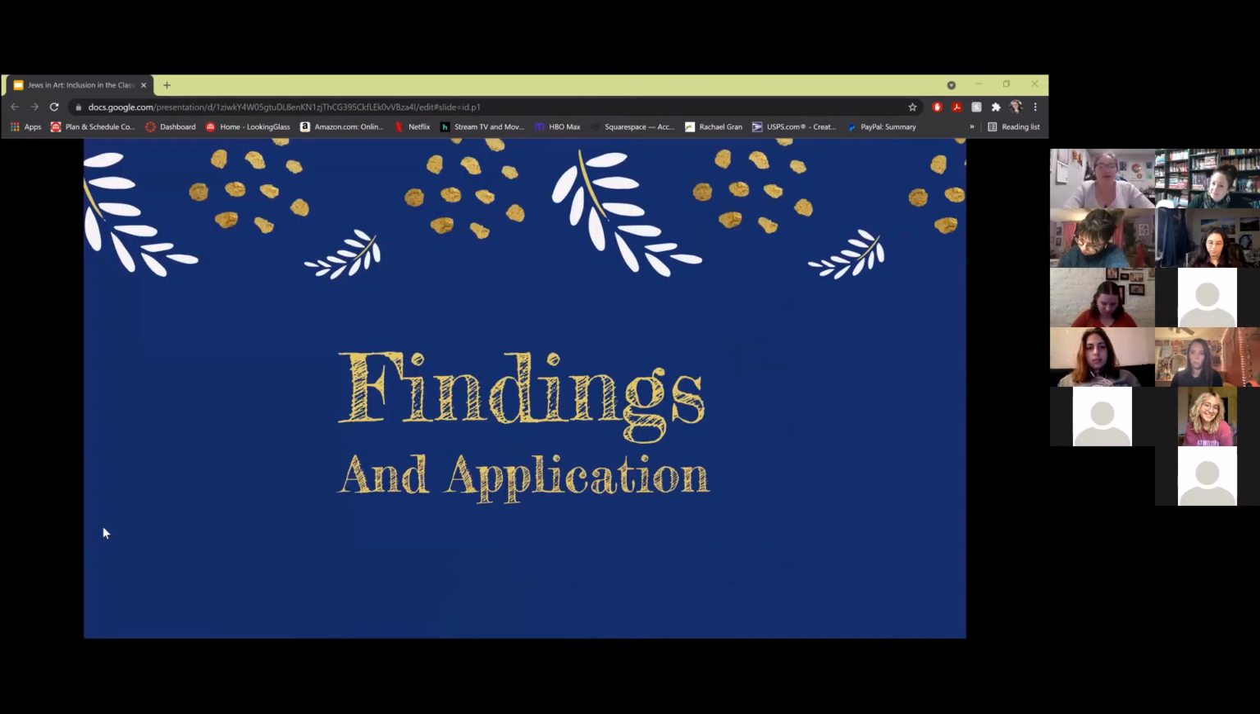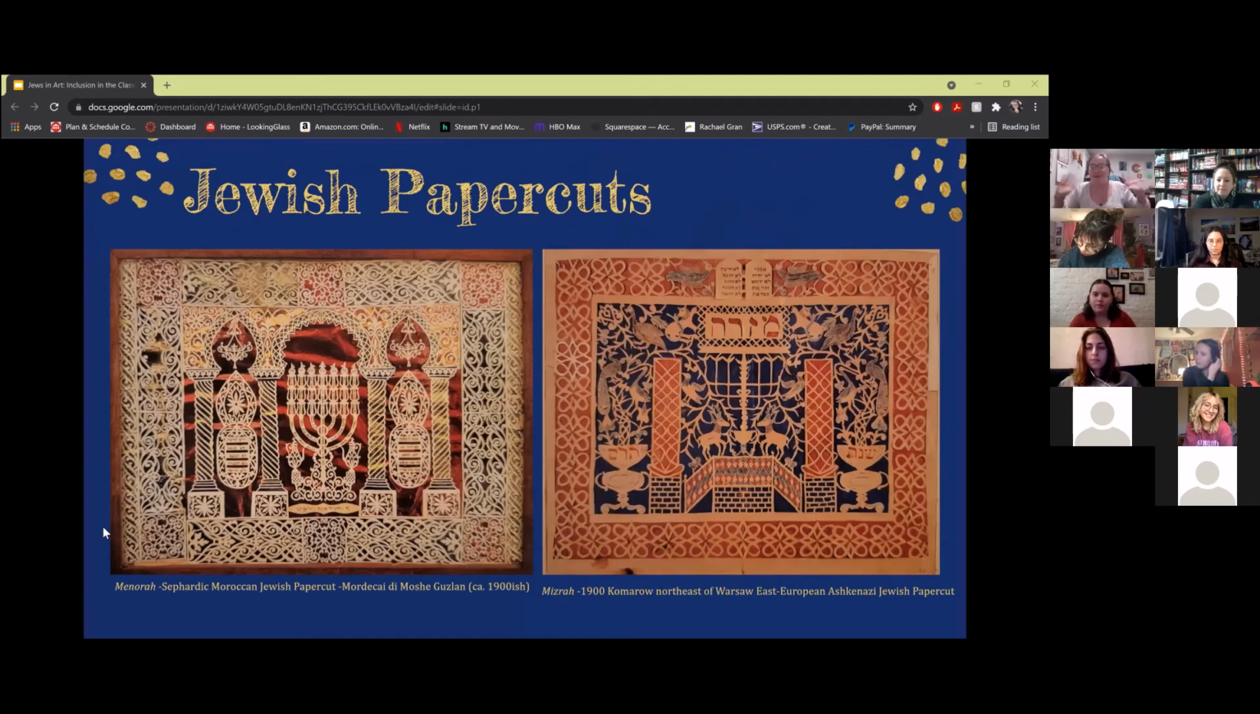So now I'll just move on to some findings from my research, and how we can apply this to the art classroom. So traditional Jewish paper cuts, like I said, this really excited me. They're one of the most important and influential forms of folk art that come from Jewish culture. Traditionally they were made in Ashkenazi and Sephardic cultures, which are just two different diasporas of Jewish life.